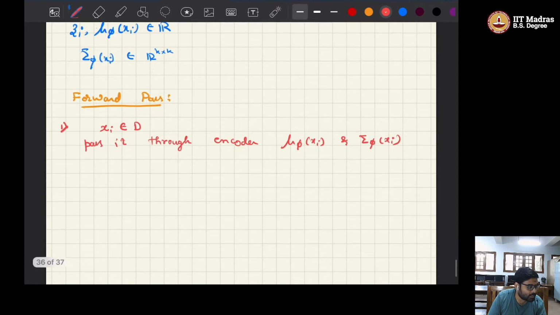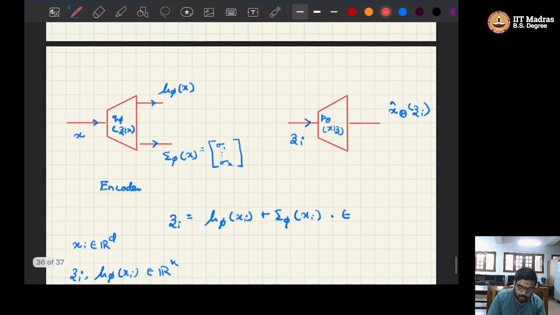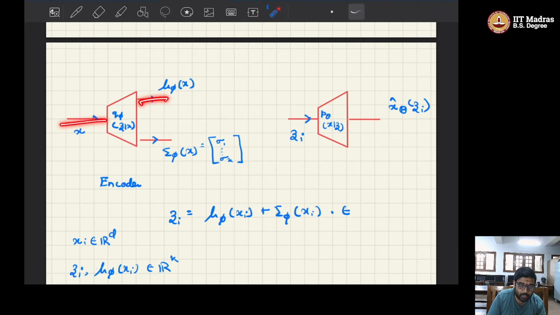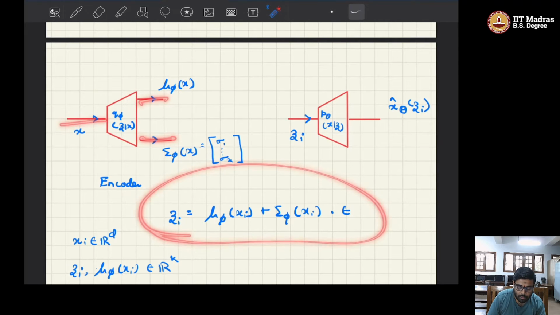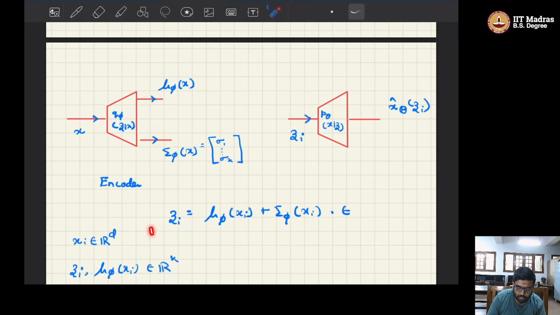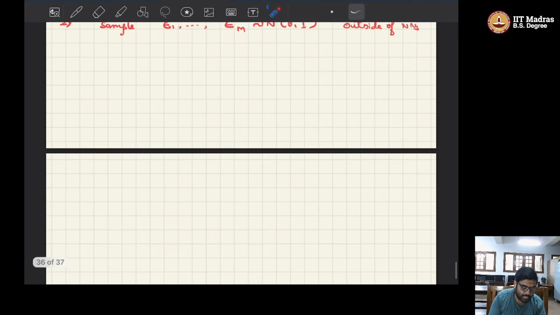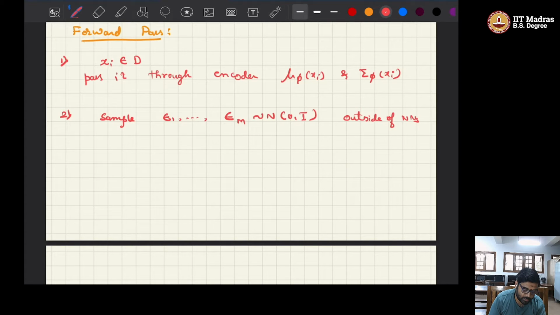Okay, so you obtain this, and then the second step is, now you sample epsilon 1 till epsilon m from normal distribution 0, I. Now this is outside of the neural network, which should be evident from here. You obtain these, and then you sample epsilons, and then you finally obtain zi. This is outside of the neural network.